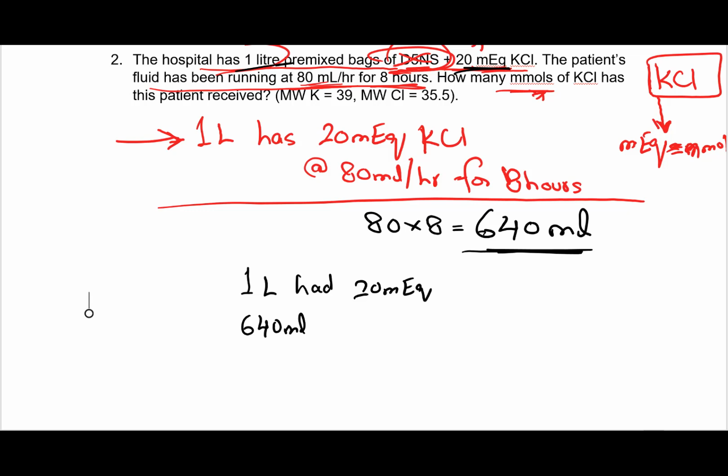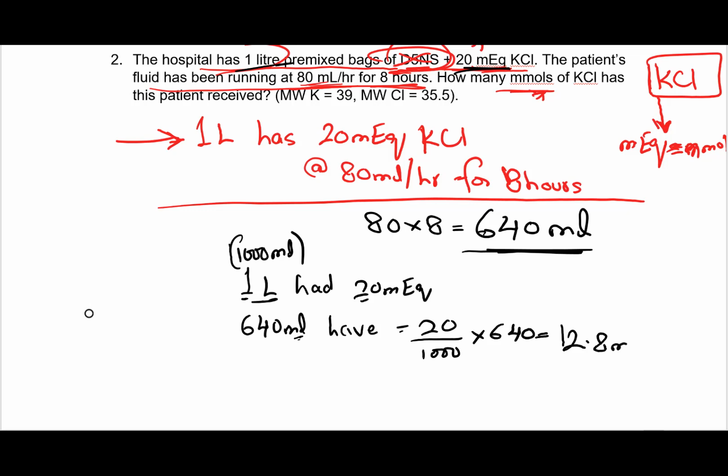but the patient has received only 640 mils so far. So 640 mils will have this divided by this. Remember, it's milliliter here, so I would convert this 1 liter into 1000 mils as well. So that will be 20 divided by 1000 milliliters multiplied by 640 milliliters. That will be equal to 12.8 milliequivalents, or 12.8 millimoles.